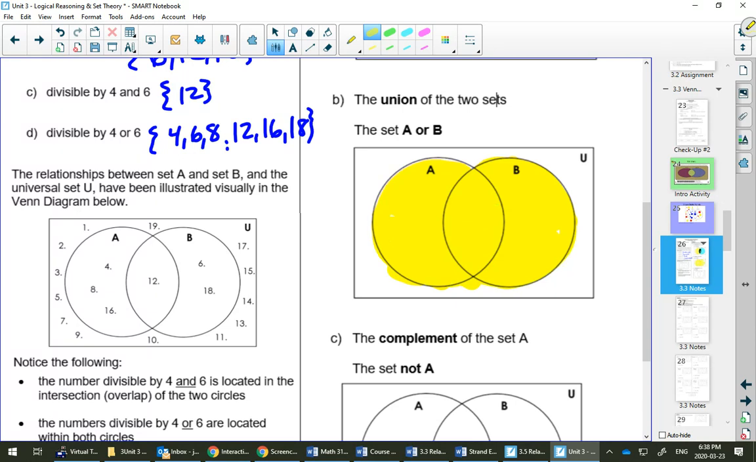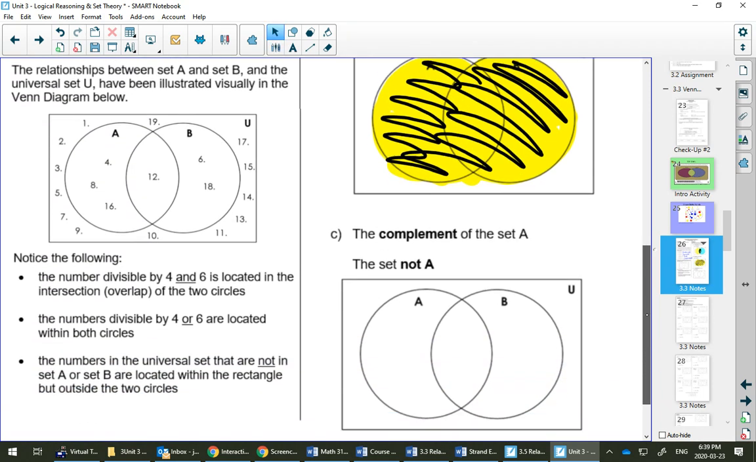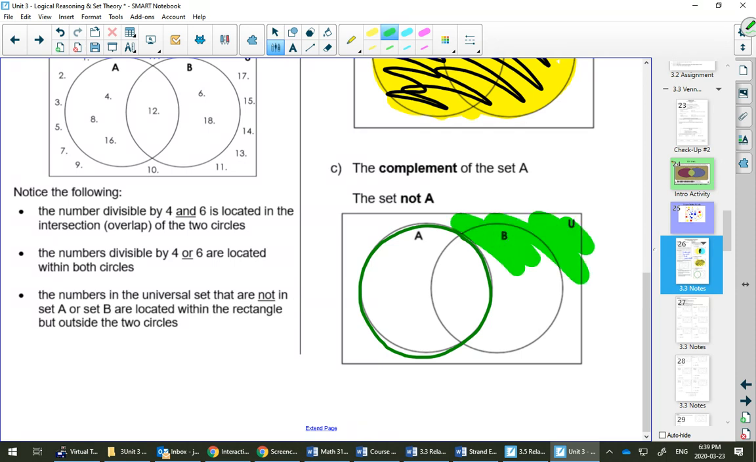Okay. Now if we want to look at the complement, so if I want to go back and shade here, I'd be shading in that entire yellow section. Now if I want to look at the complement of set A, set A is everything that's included in this circle. So the complement of A is going to be anything that's outside of that circle. So anything that's not included in that circle would be the part that I would shade.